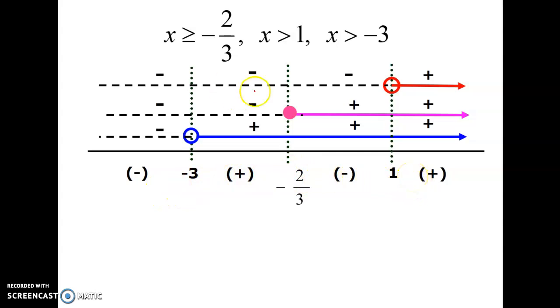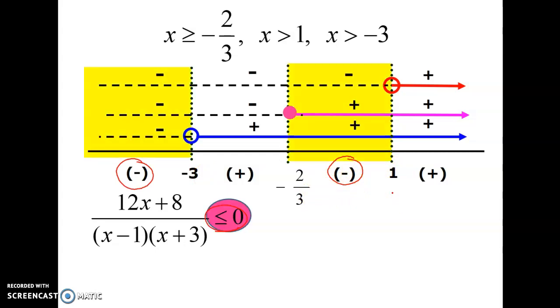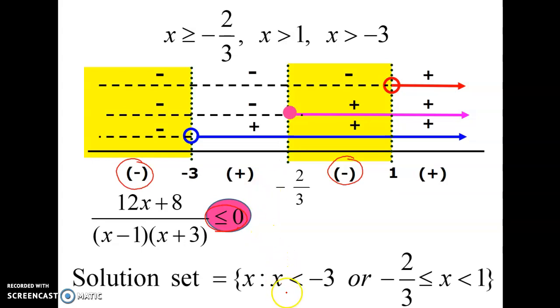Now refer back to the standard form that we have. We are actually interested in the combination of signs being negative. So we choose the intervals with the negative sign, which are x less than -3 and x between -2/3 and 1. Now you can write your solution. The solution set will be x less than -3 or x in between -2/3 and 1.